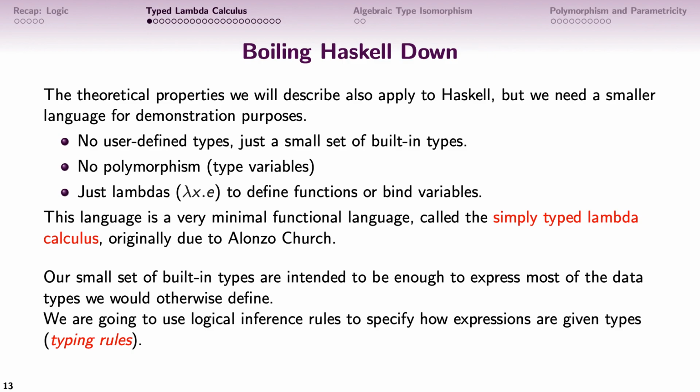Our small set of types here that we're going to introduce will be enough to express most of the data that we normally use in Haskell, with a few exceptions that I'll get into later on. And so we can argue that what we're doing here is really just describing core Haskell. It's Haskell without any of the syntactic sugar, but it still has all of the fundamental concepts that make Haskell Haskell, and therefore when we talk about properties of its type system, we can apply those properties to Haskell as well.